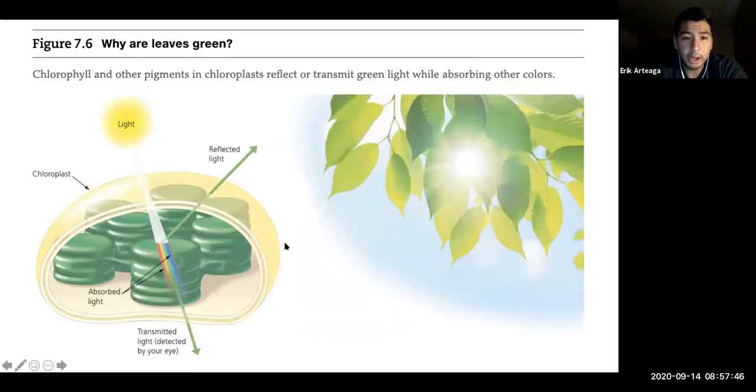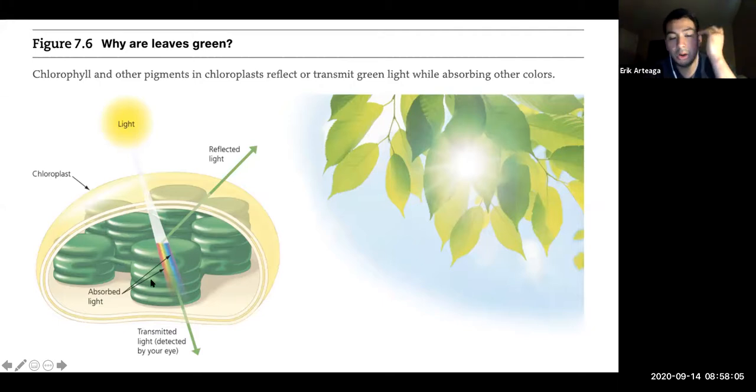So chlorophyll and other pigments in chloroplast reflect or transmit green light while absorbing other colors, okay? So again, this granum or this thylakoid space is going to be absorbing the light. And this is what's going to excite those different molecules in order to use to harvest NADPH as well as the ATP in order to pull in that carbon dioxide and make sugar in the dark reactions, okay?